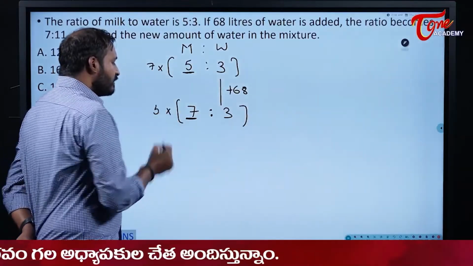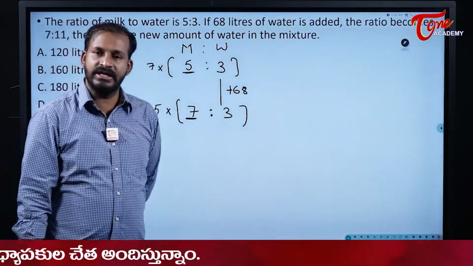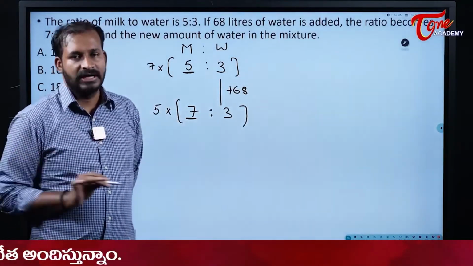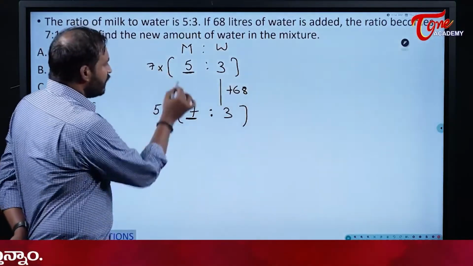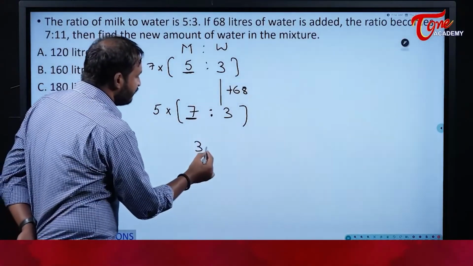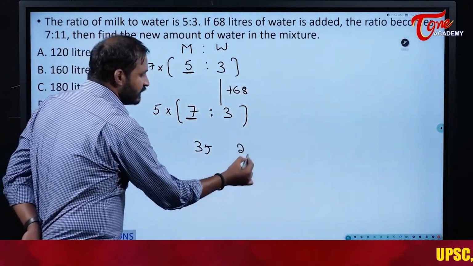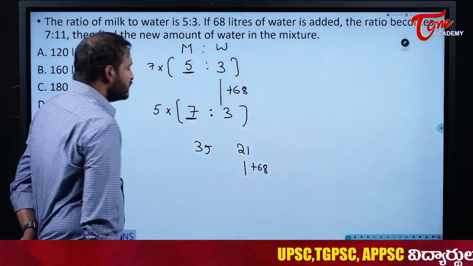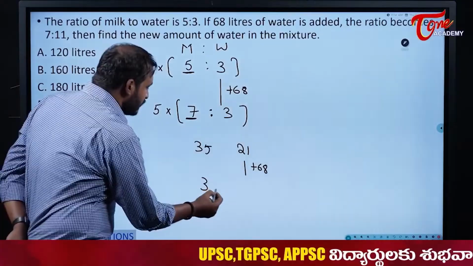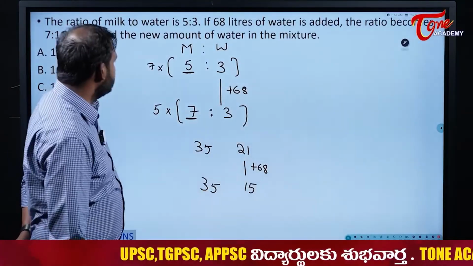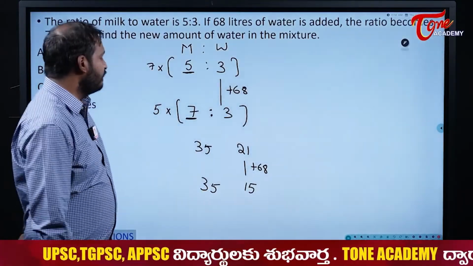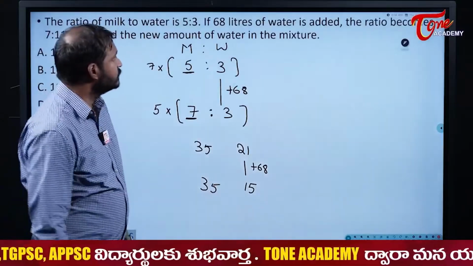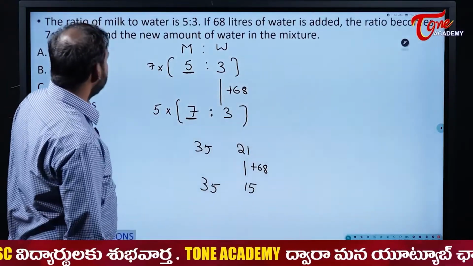We know that we can multiply or divide any constant to any ratio. It will not affect our ratios. So now when I multiply it, what happens to my new values? 35 and 7 3s are 21. Now after addition of 68 liters, what happened to this? This became 35 and this became 15. Am I correct? Yes. It became 15. So this became 35.